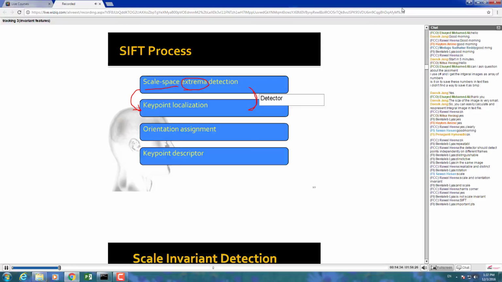Once the points are detected, from one image we can select many extrema points, which means we can detect many key points. It can be 100, 200, 300, depending on the image. So we can have many key points detected. Once we have detected all the key points, then for every key point, we calculate a descriptor.